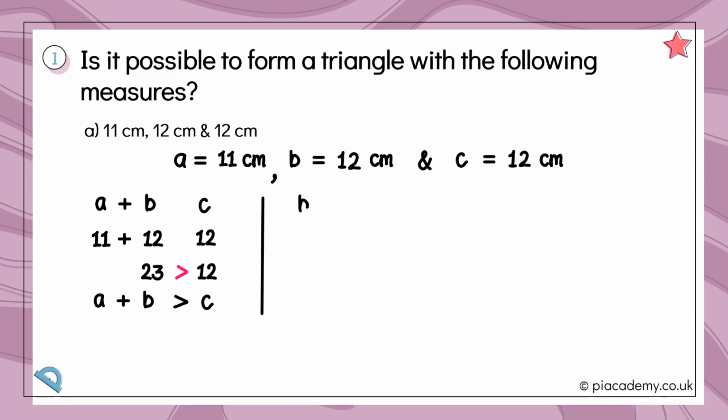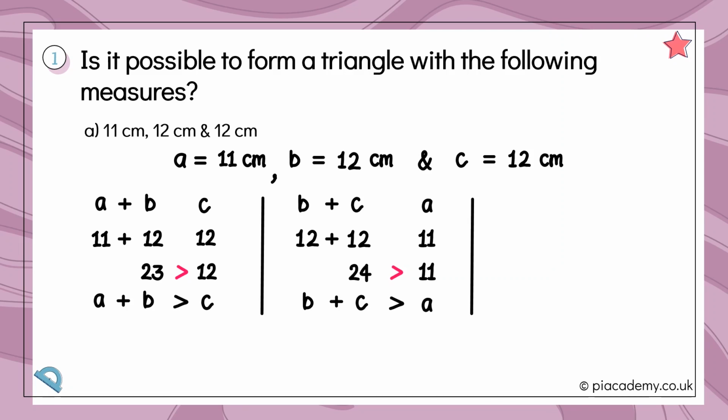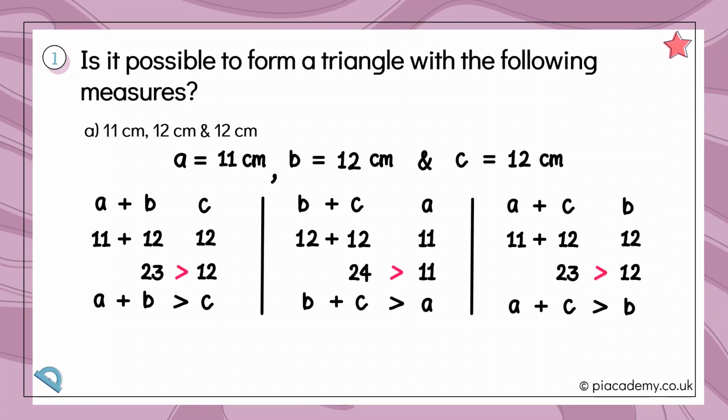Similarly, let us check for B plus C and A. We get 12 plus 12 and 11. Upon further simplification, we get 24, which is definitely greater than 11. So we have B plus C greater than A. Lastly, let us check for A plus C and B. Upon substitution, we get 11 plus 12 and 12, which gives 23 being greater than 12. This implies that A plus C is greater than B. Now, this means that each of the triangle inequality conditions are satisfied, and so such a given triangle is definitely going to be possible. Seemed easy enough, isn't that so?